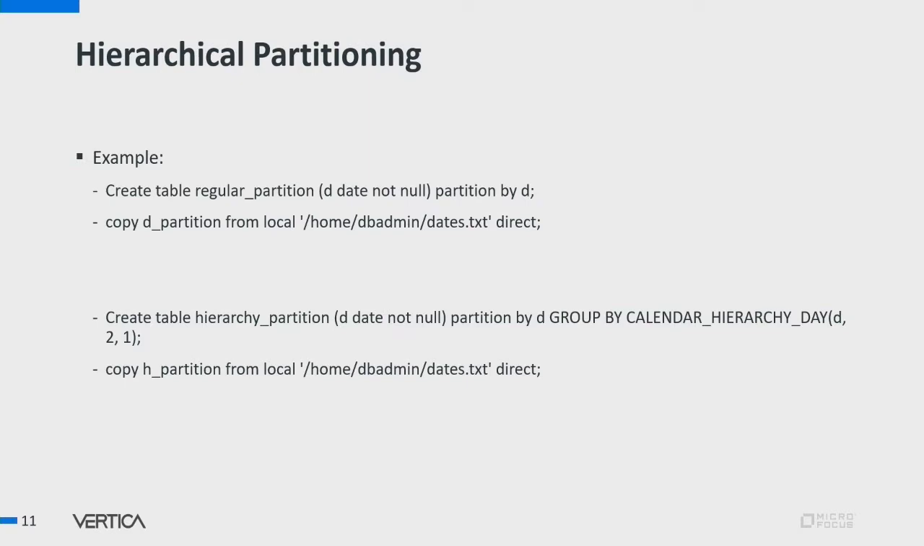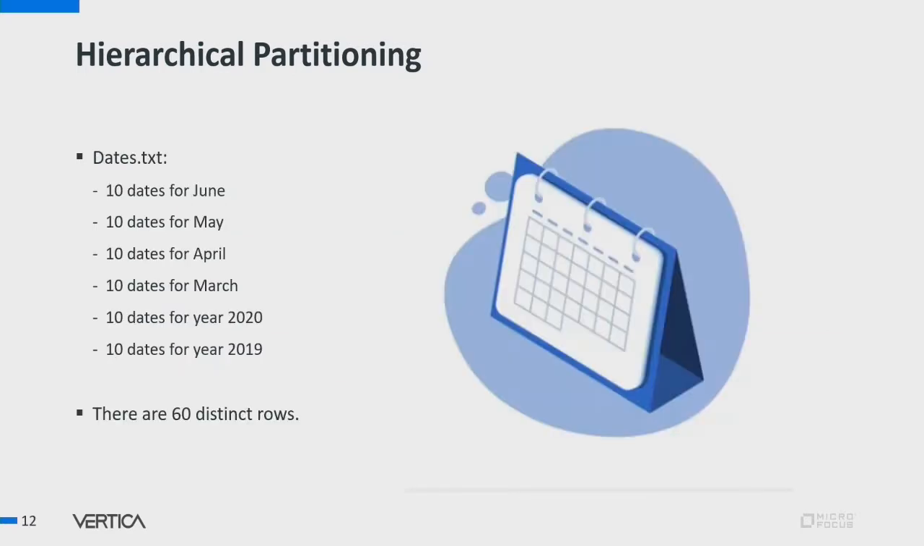Here I am creating 2 tables, one with regular partition and the other is hierarchical partition table. And I'm going to load the same data into the 2 tables so that we can compare the 2. The data include 10 dates for the month of June, 10 dates for May, 10 dates for April, 10 dates for March, 10 dates for year 2020, and 10 dates for the year 2019. So there are 60 distinct rows.